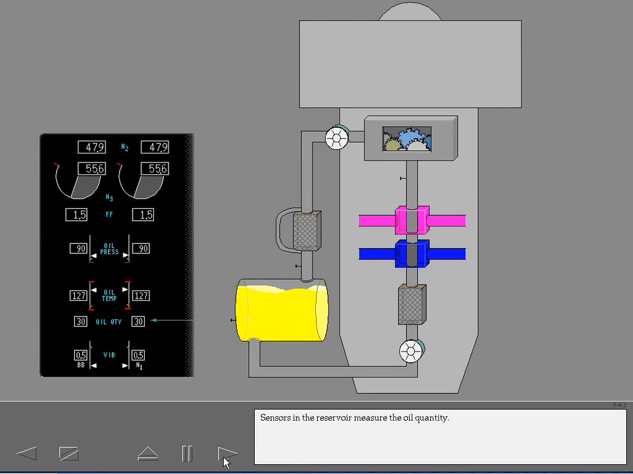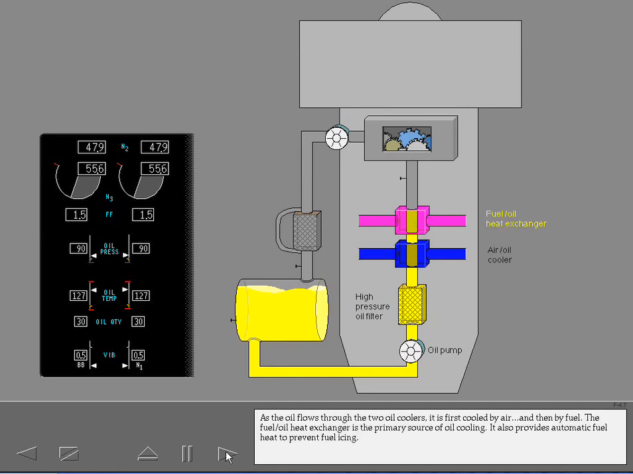Sensors in the reservoir measure the oil quantity. An engine-driven oil pump pressurizes oil from the reservoir. Solid contaminants are removed by a high-pressure oil filter. As the oil flows through the two oil coolers, it is first cooled by air and then by fuel. The fuel oil heat exchanger is the primary source of oil cooling. It also provides automatic fuel heat to prevent fuel icing.